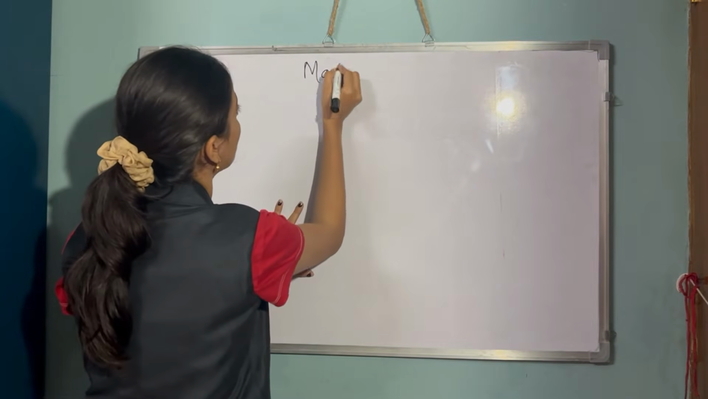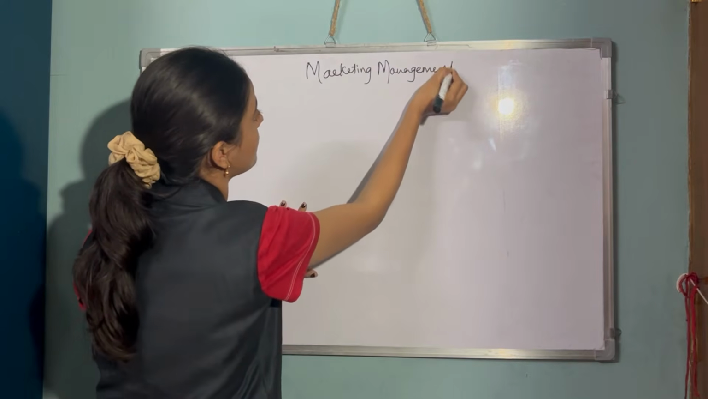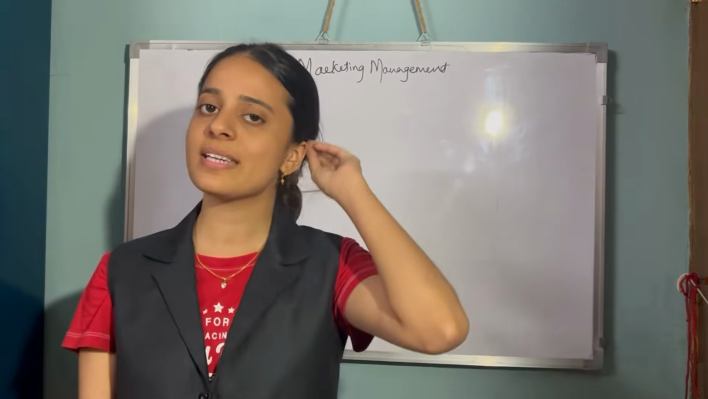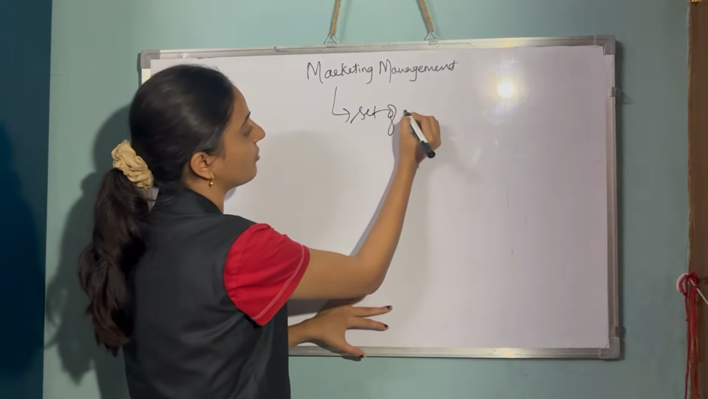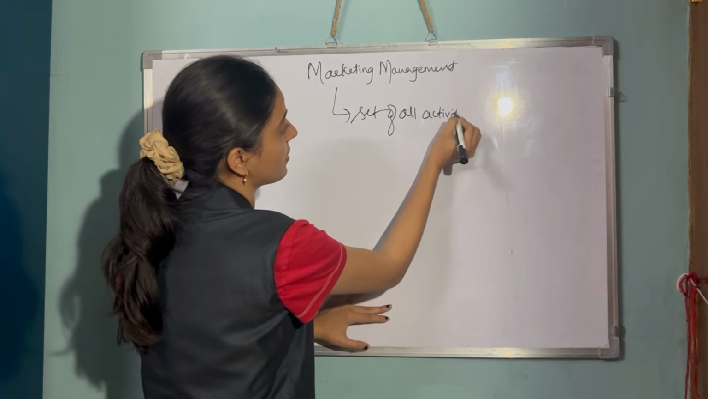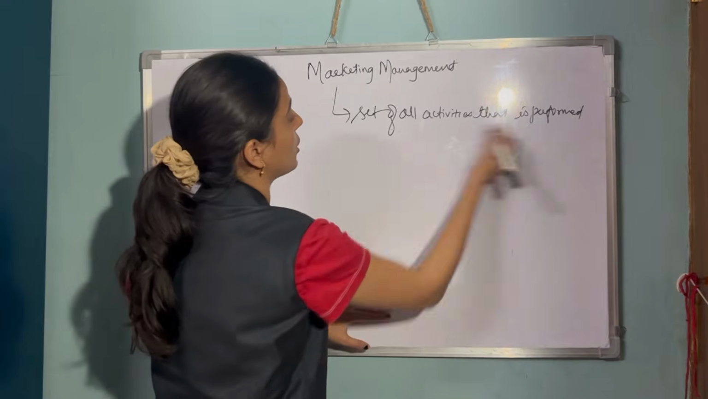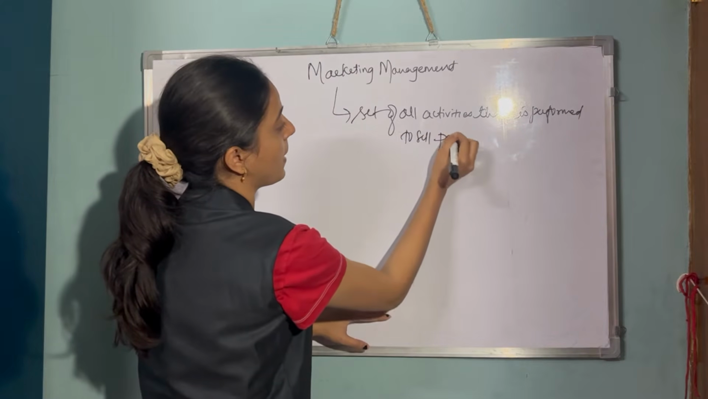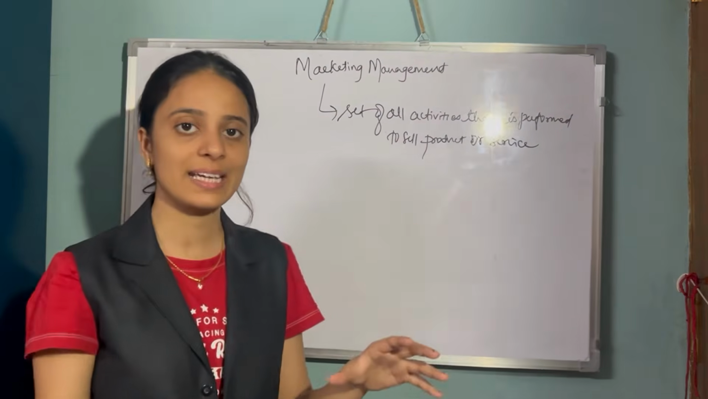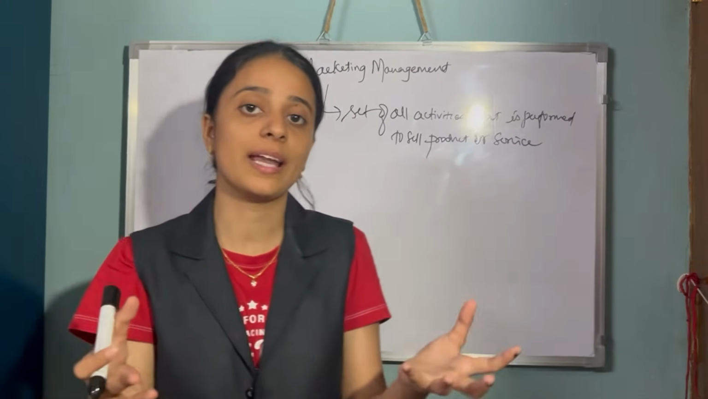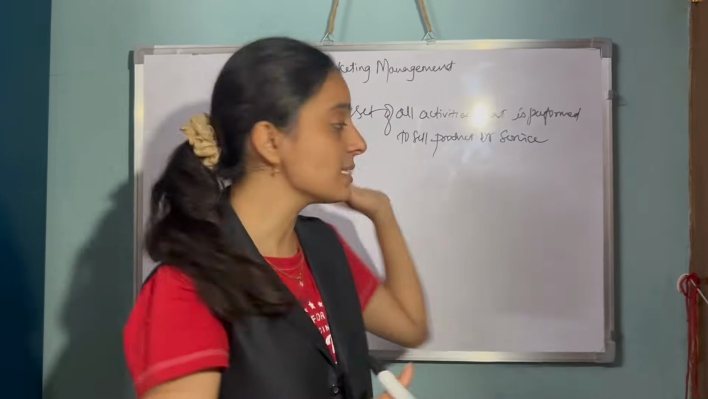One of the important units for KSET is marketing management. What do you understand by the word marketing? Marketing means nothing but the set of all the activities that are performed to sell any product or service. So marketing is all the activities which the organization takes to promote, to advertise that good, to sell that product or service.